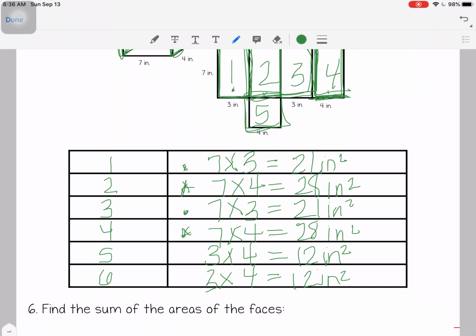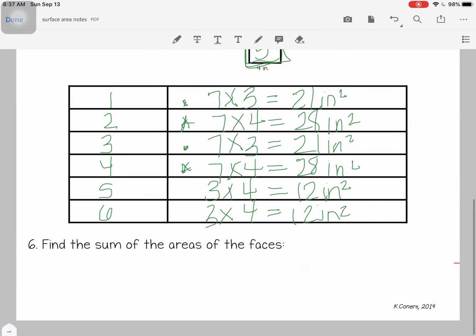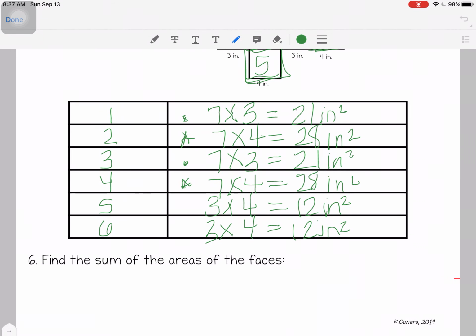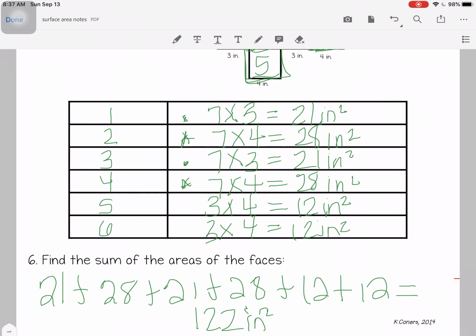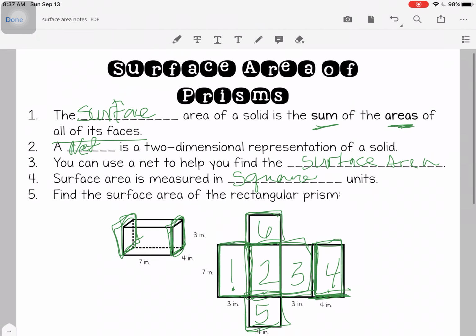Now we need to find the surface area. We found the area of each face of our prism, so now we need to add them up. So we've got 21 plus 28 plus 21 plus 28 plus 12 plus 12. That's 1, 2, 3, 4, 5, 6, so I counted all 6 of my faces. Now I add them up, and I get 122 square inches. So the surface area of this rectangular prism is 122 square inches.